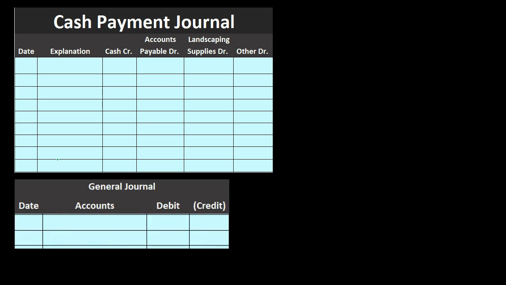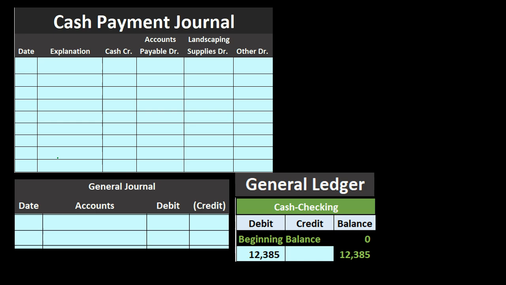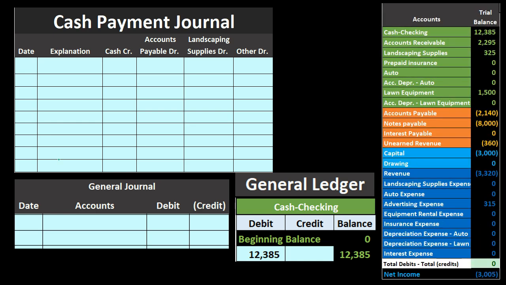In any case, we're going to do the same thing. We're going to enter this information into the cash payments journal anytime we're paying cash, and that's a transaction. And then we'll take the totals and record that to the general journal, using that then to post to the general ledger. That will then be used to create the trial balance and financial statements.